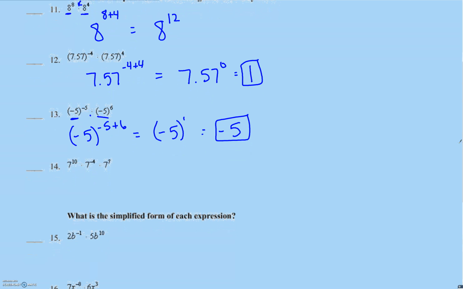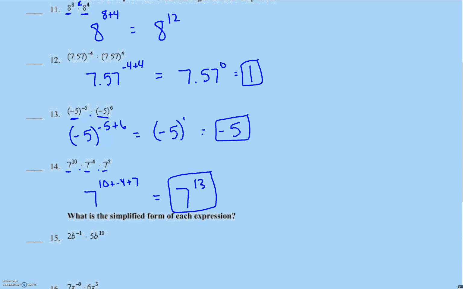Multiplying powers, same base here. Even though we have 3 things, that's okay. We take our bases, combine them into 1, and since we're multiplying, we add our exponents. 10 plus negative 4 plus 7, which gives me 7 to the 13th power.